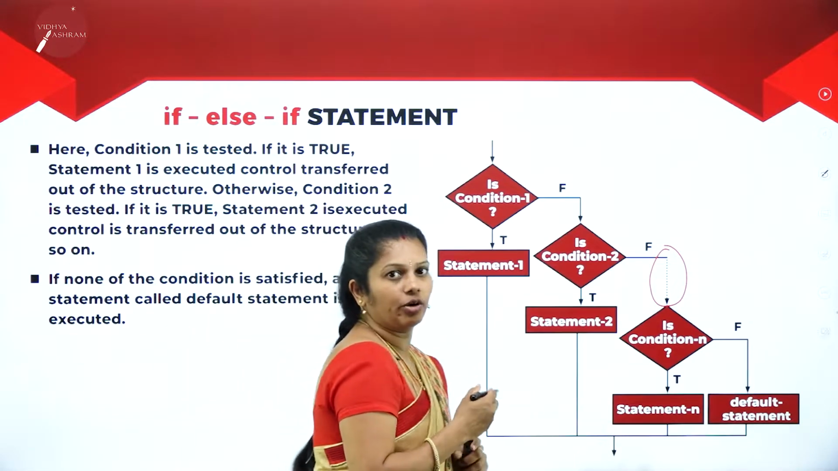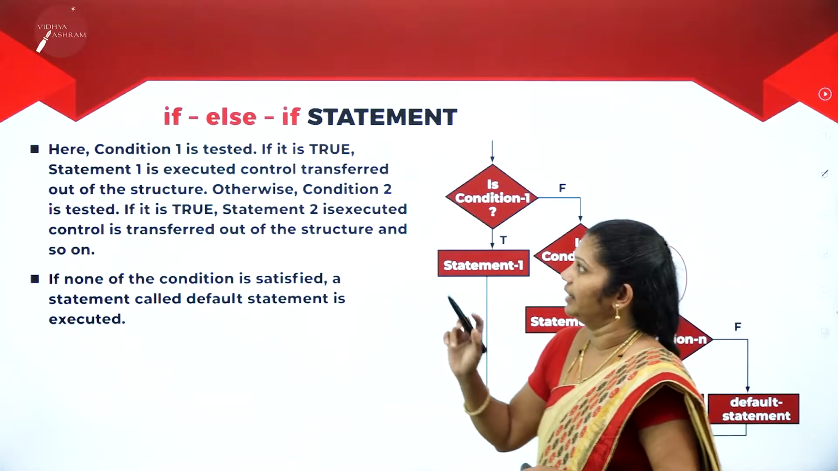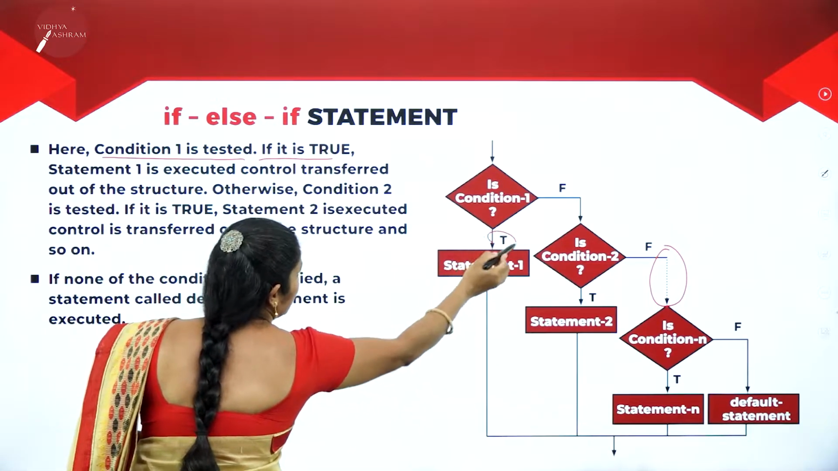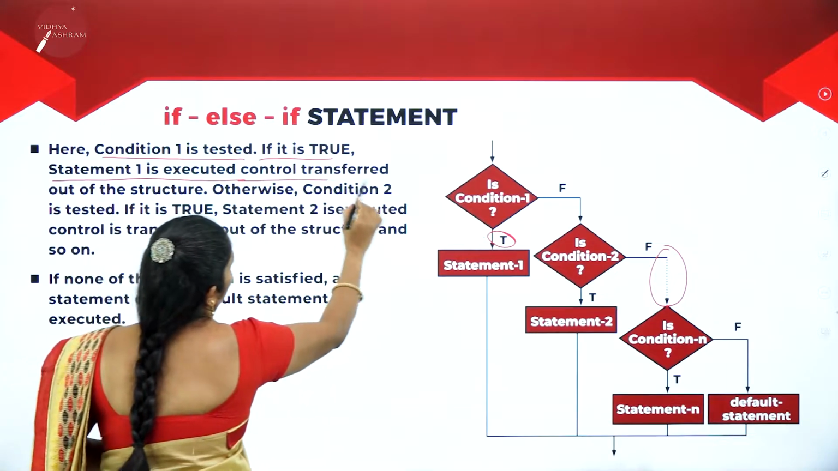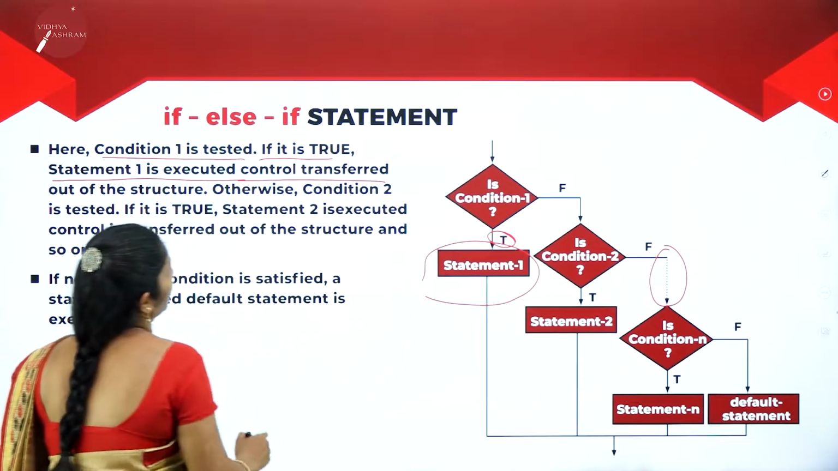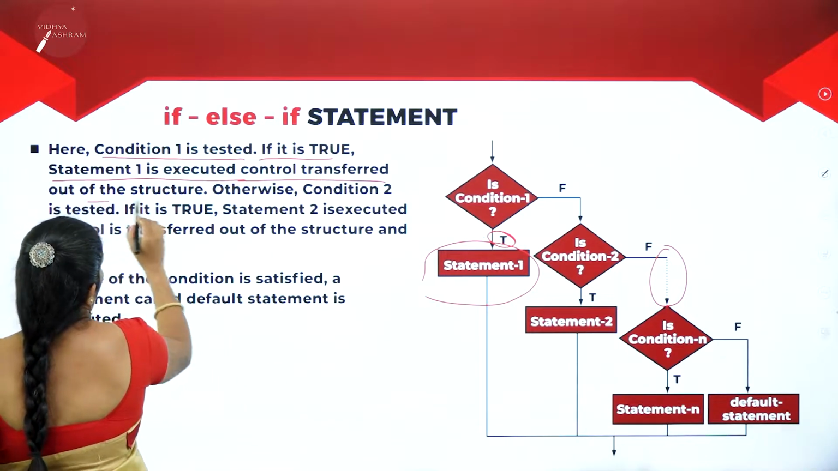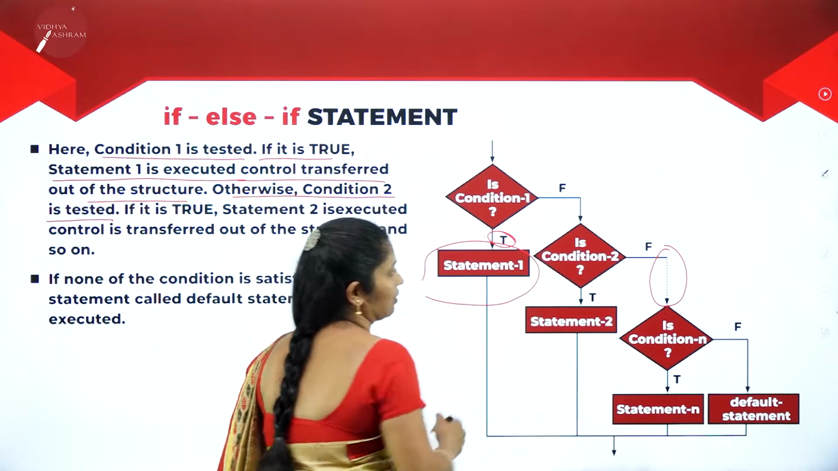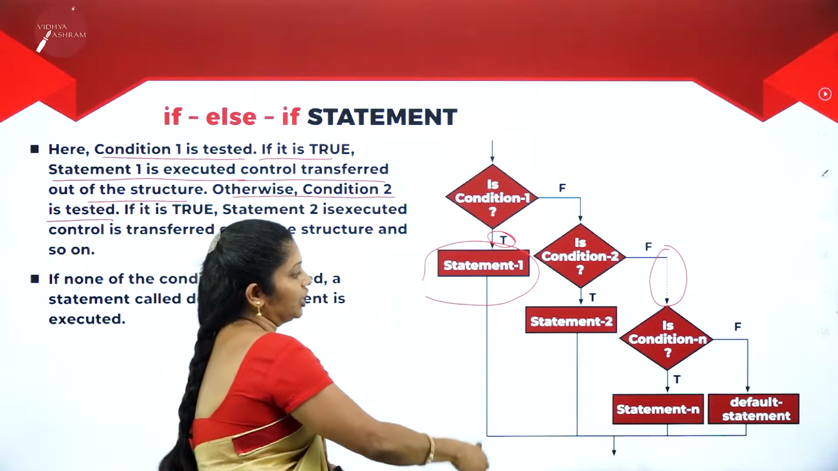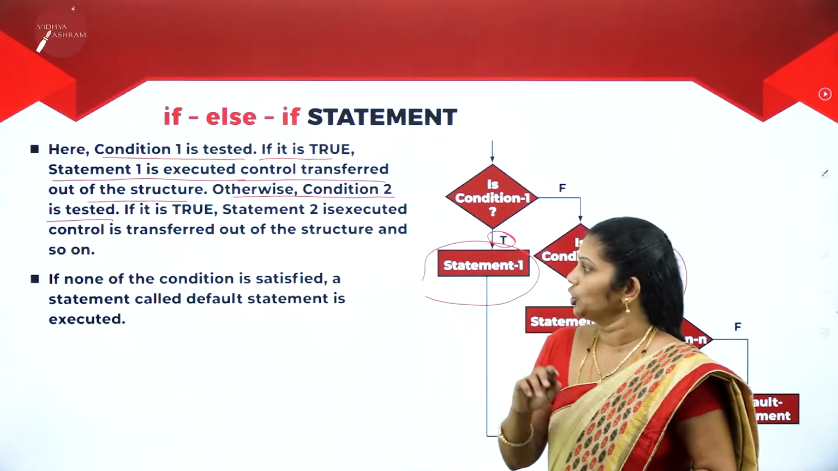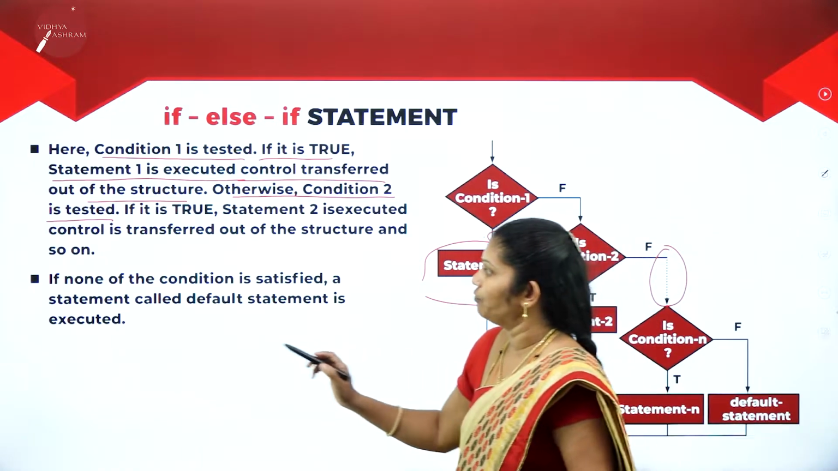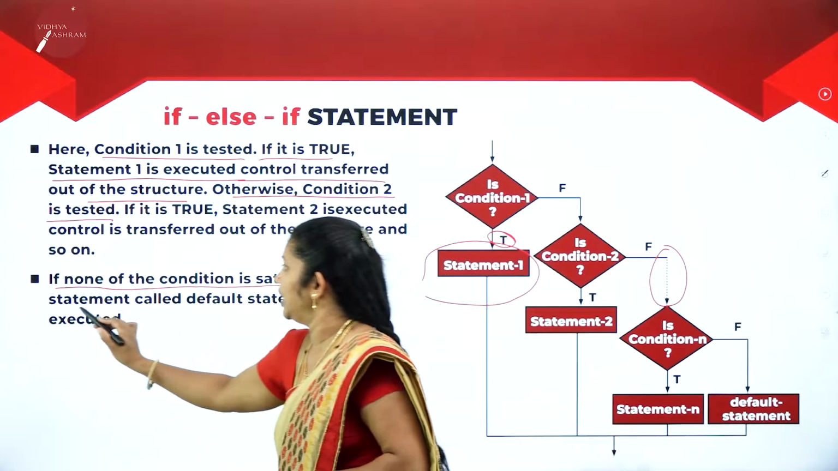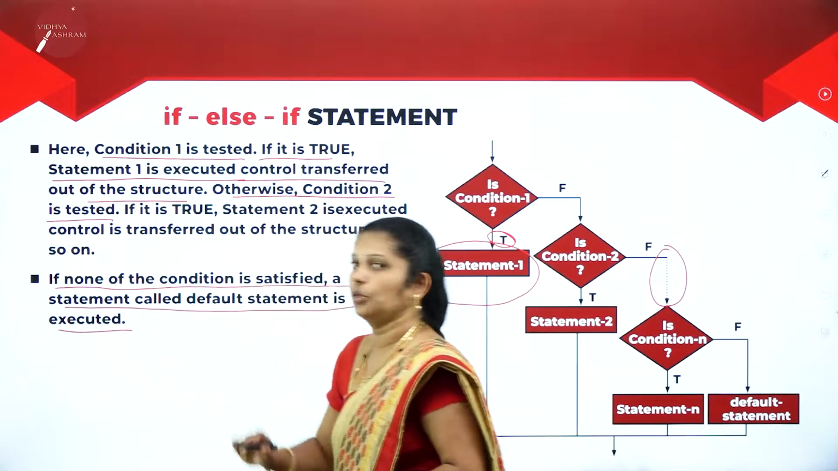Here, if you observe this flow chart, you come to know that multiple conditions are there. Here, condition 1 is tested first. If it is true, then statement 1 will be executed, and the control will transfer out of the structure. Otherwise, it will check condition 2. If this condition is not satisfied, then it will check the next condition. Like this, the process will continue till the last one. If none of the conditions is satisfied, finally the default statement will be executed here.